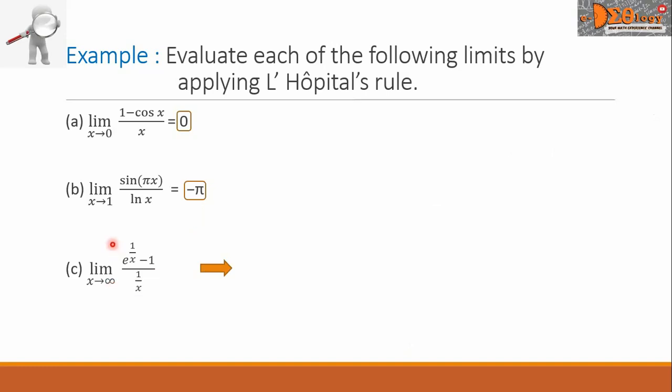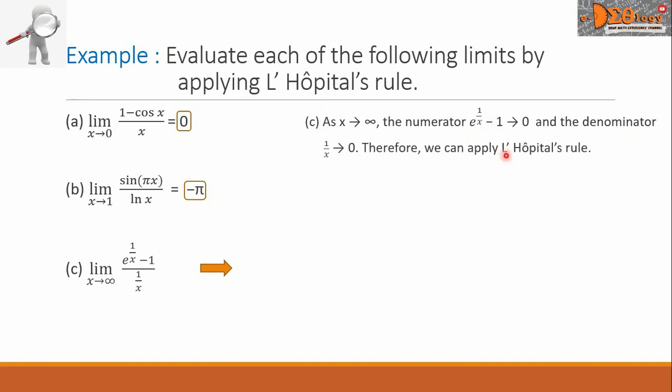Now problem C. The limit of (e raised to 1 over x, minus 1) all over 1 over x, as x approaches infinity. As x approaches infinity, the numerator e raised to 1 over x minus 1 approaches 0, and the denominator 1 over x approaches 0. Therefore, we can apply L'Hôpital's rule. We copy again this problem here. By L'Hôpital's rule, we will take the derivative of the numerator over the derivative of the denominator.